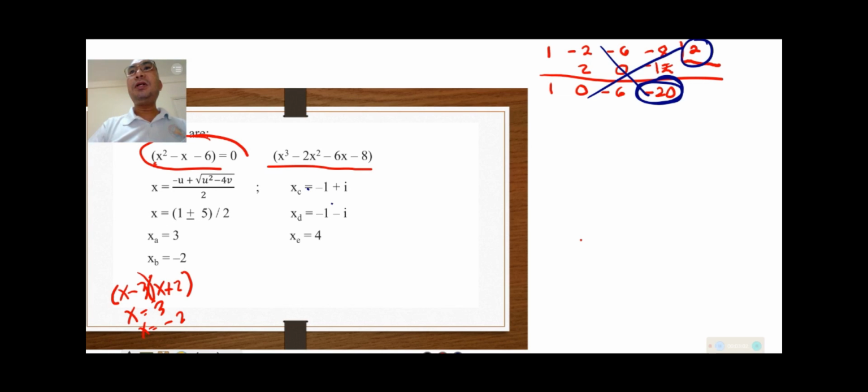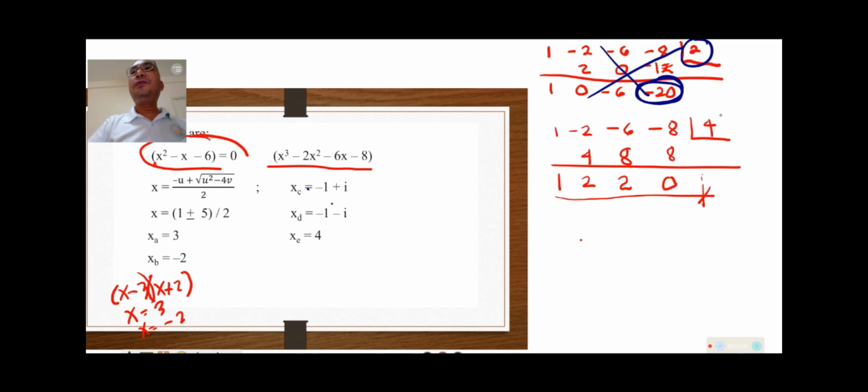So let's try 4. We write 1, negative 2, negative 6, and negative 8. This time we will try 4. 1 times 4 is positive 4, negative 2 plus 4 is positive 2, times 4 is positive 8, negative 6 plus 8 is positive 2, and 2 times 4 is positive 8, and negative 8 plus 8 is 0. So therefore, 4 is a factor of x cubed minus 2x squared minus 6x minus 8.